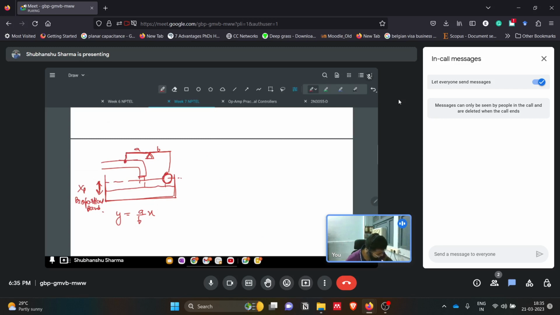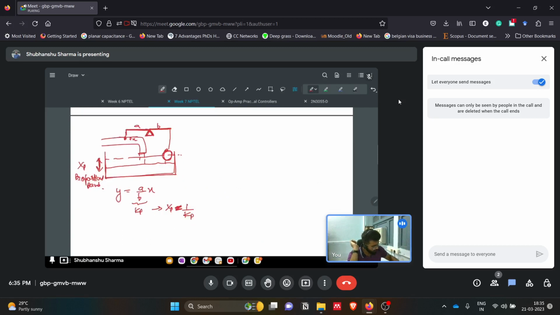X was the position of the valve inside the pipe. A is the length of the first half of the rope, and B is the length of the second half of the rope from the fulcrum. So this was Kp, and we know Xp, the proportional band, is 1 by Kp. So we have some value of proportional band here.